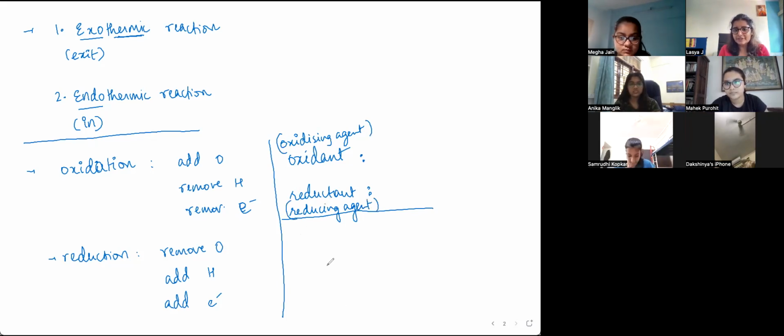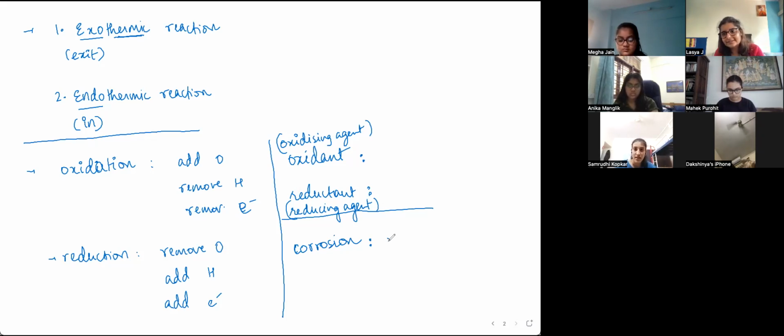Okay. Finally, applications of oxidation, we have corrosion. Corrosion meaning, Samriddhi? Ma'am, it is a slow process of breakdown of metals into their compounds due to oxidation by chemicals in the environment. Yes, there you go. Covered all the points.